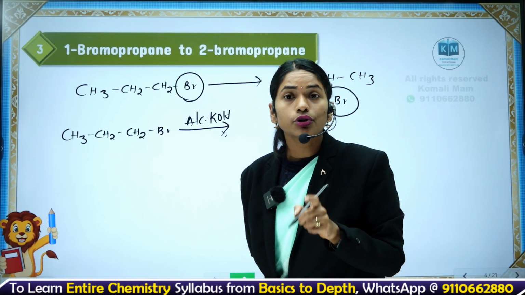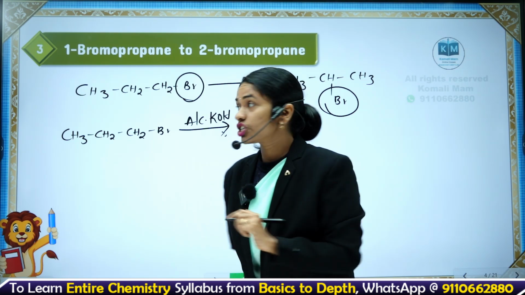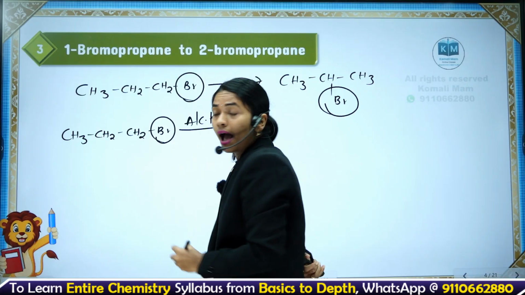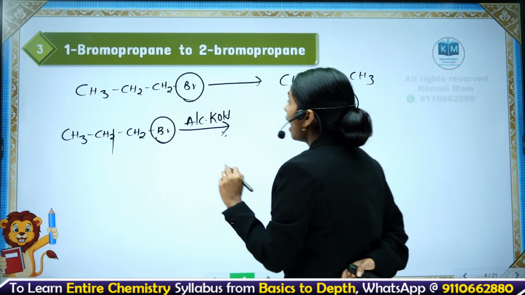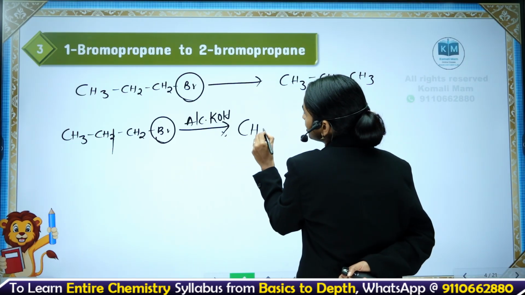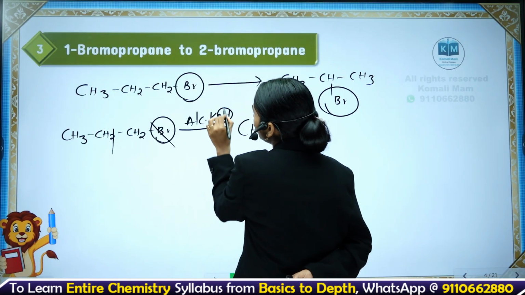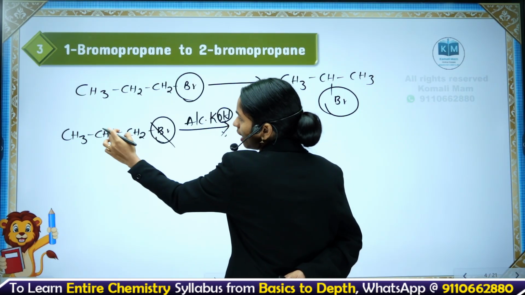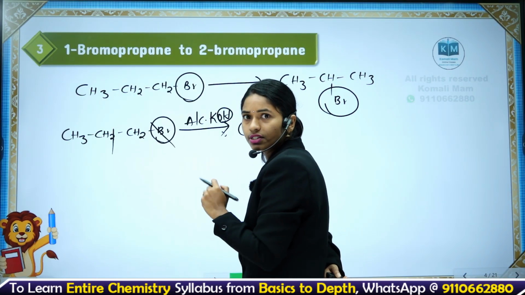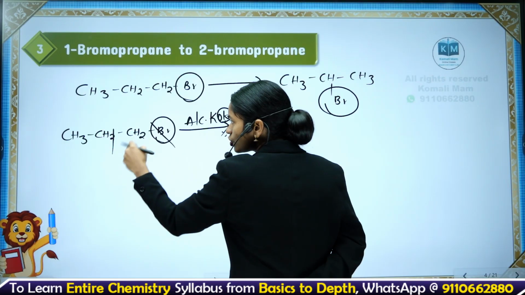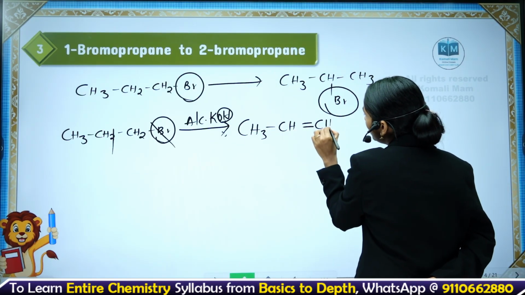What will this alcoholic KOH do? Dehydrohalogenation it will do. What do you mean by dehydrohalogenation? Here this H and this Br both go out as HBr. Simply, alcoholic KOH, different mechanism, but the nucleophile is a strong base, abstracts the proton, H plus comes out, after that Br minus goes out. Simply to say, one H and one Br you remove, you will be getting propene.